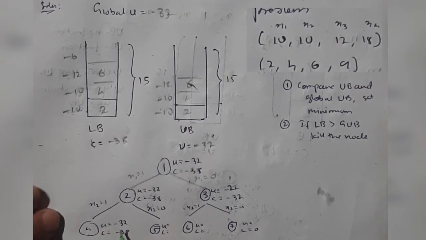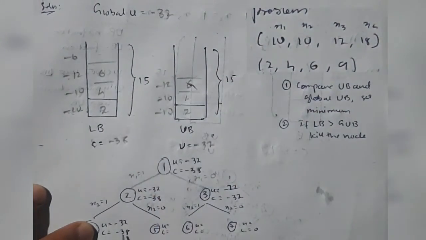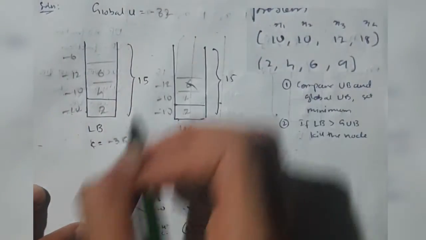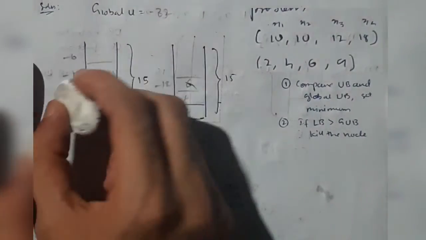Then we'll be checking if it's valid or not. Minus 32 is same as this one, so it's valid, and minus 38 is smaller than minus 32, so it's a valid node here. The next one, x1 is 1, x2 is 0, so second object we have to compulsorily exclude.